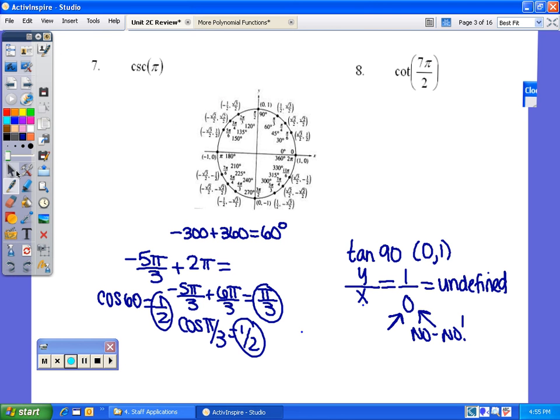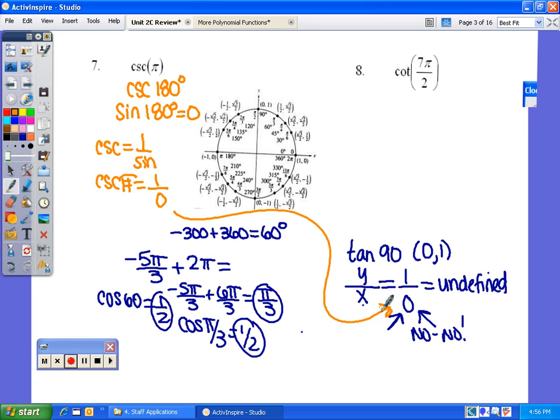Alright, next one is cosecant of pi. Pi is the same thing as 180. So remember, cosecant is associated with sine. The sine of 180 is always the second number, so the sine of 180 is 0. Well, the cosecant would be 1 over sine. So the cosecant of pi would be 1 over 0. Remember what we said over here about 0 in the denominator. So this answer is undefined as well.